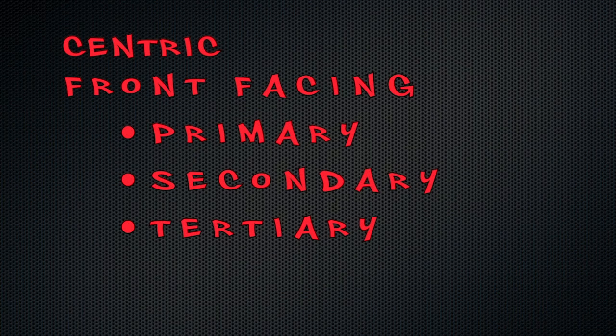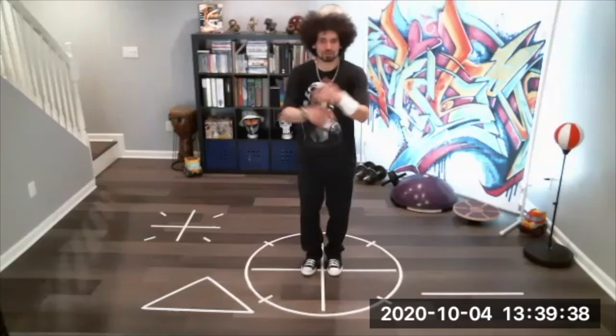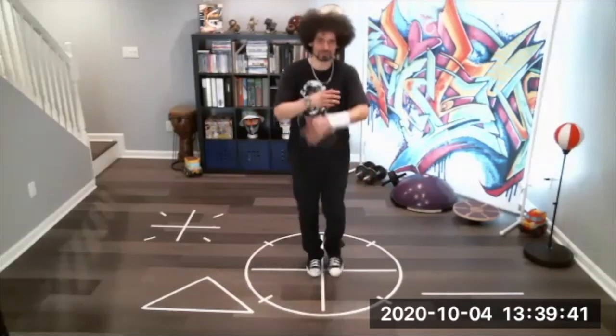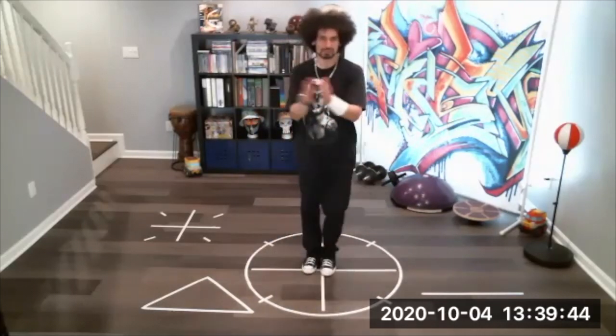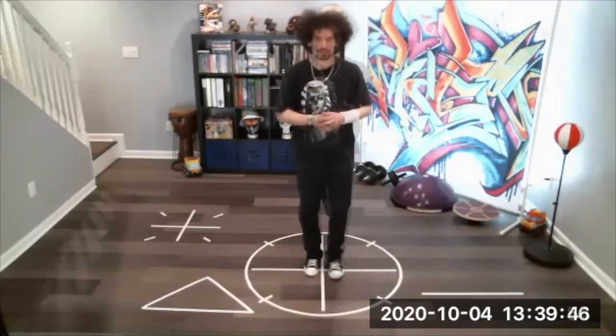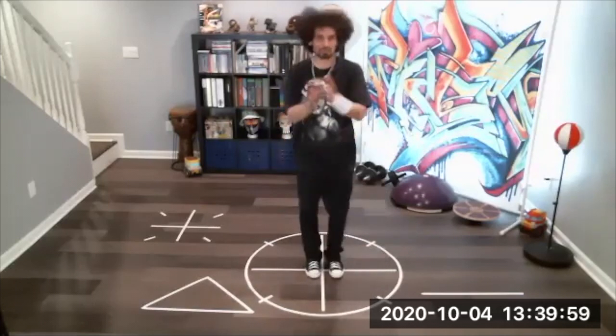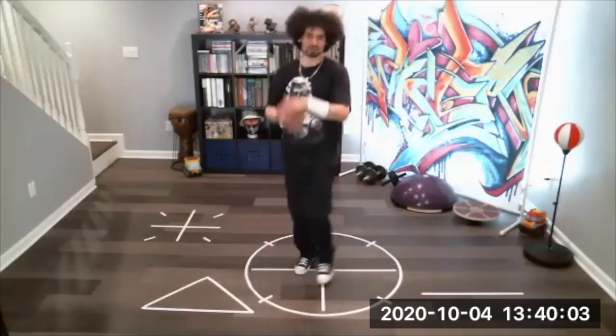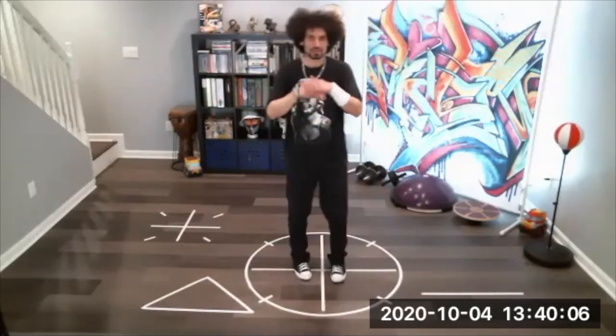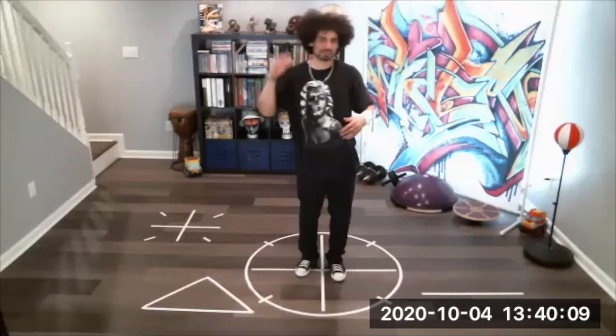So let's go through them all again. Primary, secondary, and tertiary. Primary is the cardinal directions, north, south, east, and west. Secondary is the diagonals. Tertiary is the third, crossing, and diagonals behind you. Let's go through it all at once.